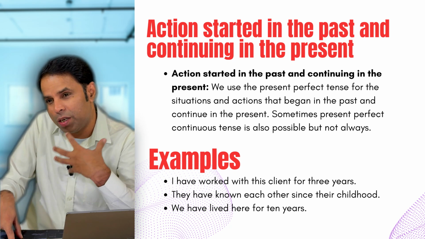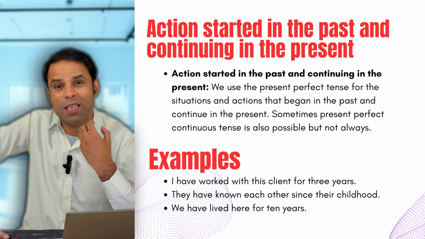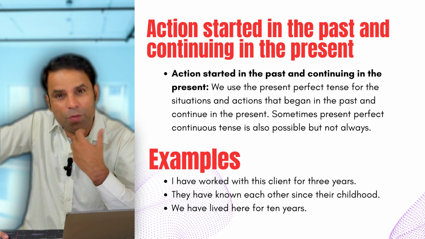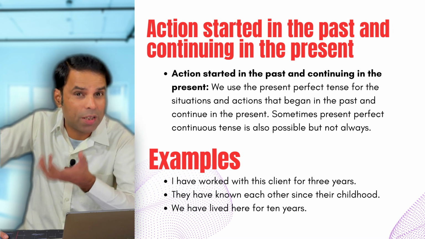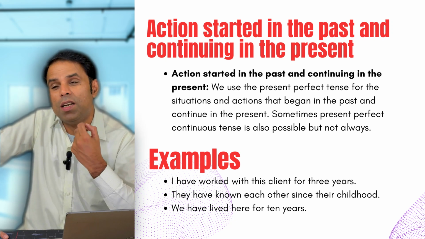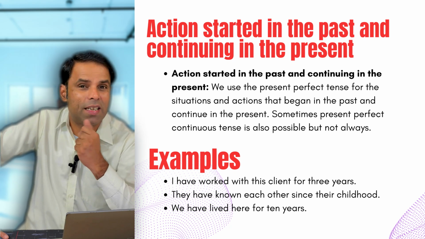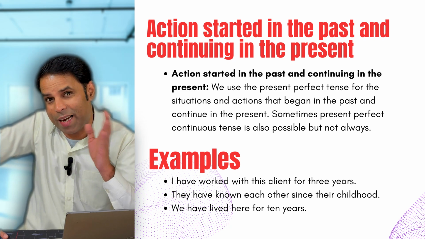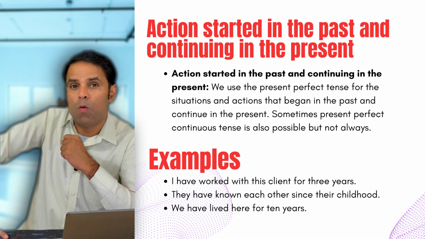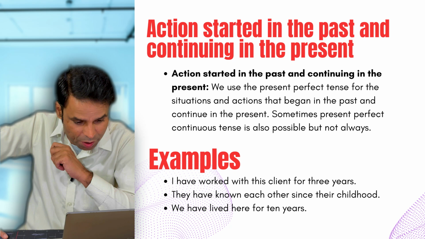Whenever we are talking about that action or situation, and we want to mention the time, like how long have I been doing this, or how long have you been doing this, there you can use present perfect tense. And as I said, in some cases present perfect continuous tense is also possible, like has been, have been, with the progressive form of the verb, with the ing form.